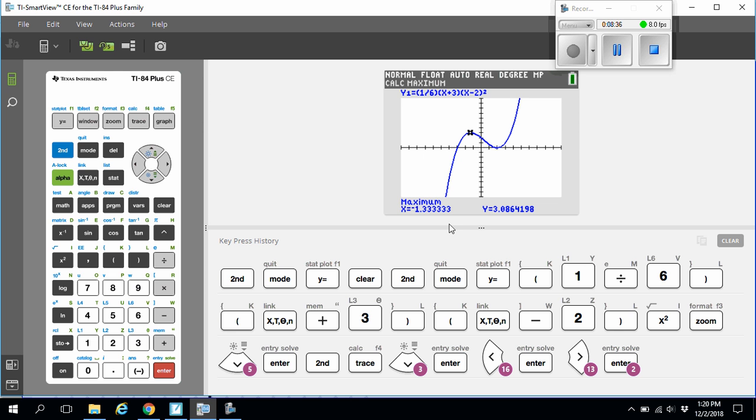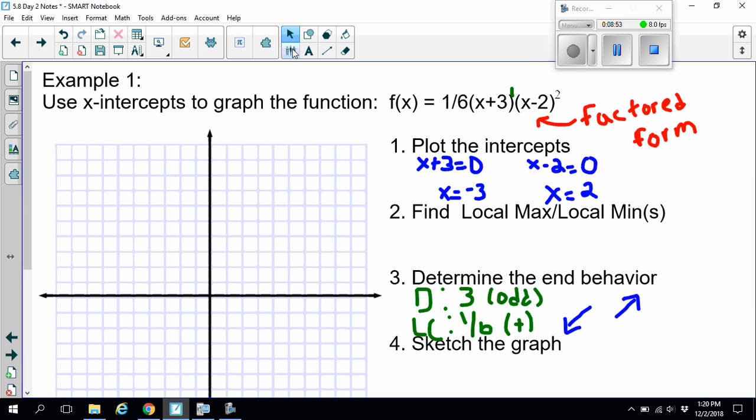And then it's going to give you your max. So here, we'll just round to 2 decimal places. When we do our maximum, we write it as an ordered pair. So our maximum here is negative 1.33, comma 3.09. So we're going to go ahead and write that down in the notes. So our local max is negative 1.33, comma 3.09.